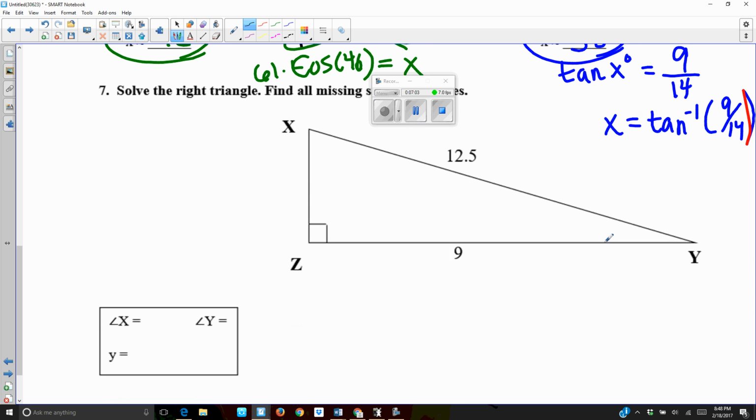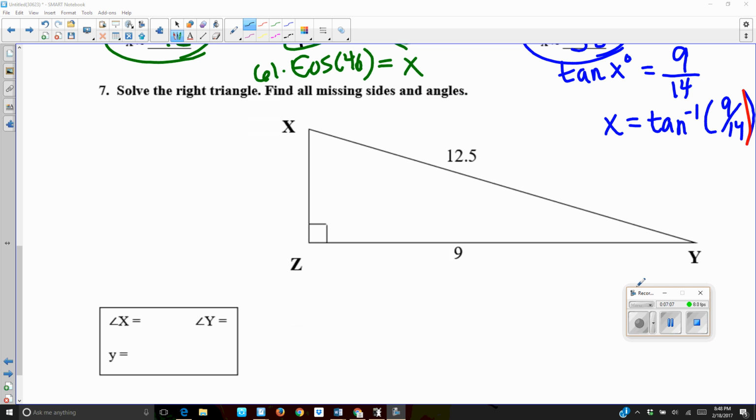Most of the questions on the test are actually like number 7, where you're solving the right triangle. Solving the right triangle, of course, means finding all missing sides and all missing angles. So in this particular problem, we need to find 2 of the angles and 1 of the sides. So let's start with finding an angle. We're going to have to use trig at least once in this problem.